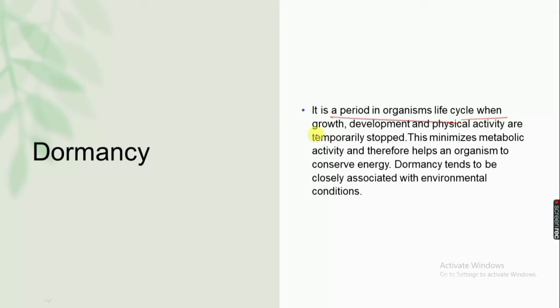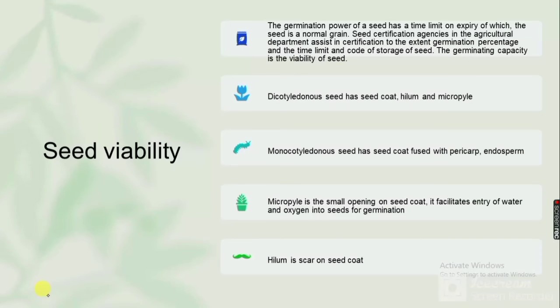Dormancy is a period in an organism's life when growth, development, and physical activity are temporarily stopped. Means they are stopped for a temporary time, for a minimum time. Seed viability. The germination power of a seed has a time limit, on expiry of which the seed will not germinate. It will become a normal grain. That is known as seed viability.